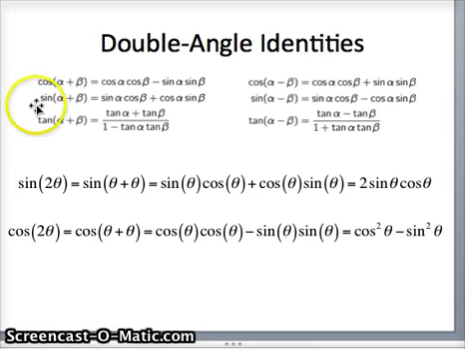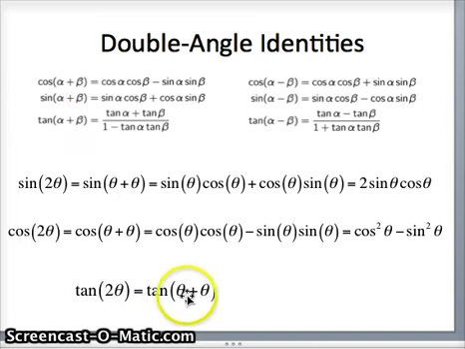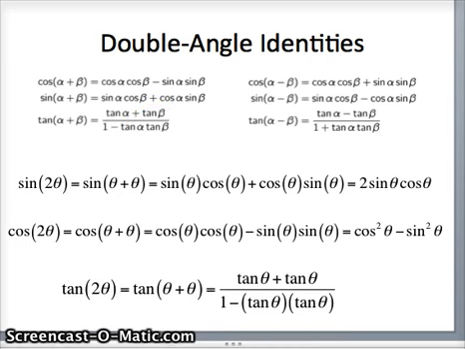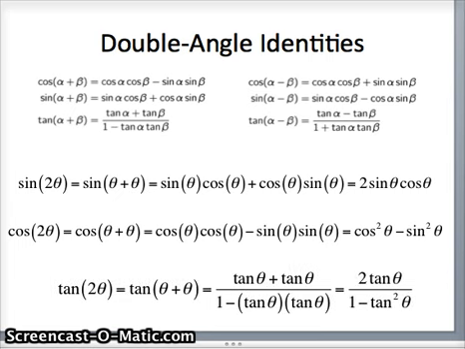And the last one we'll look at is tangent of 2 theta. So tangent of 2 theta is tangent of theta plus theta. What are we going to do here? We're going to replace that alpha with theta and that beta with theta. That will give us tangent of theta plus tangent of theta upstairs. 1 minus tangent of theta times tangent of theta downstairs. So tan theta plus tan theta upstairs is 2 tan theta. Tan theta times tan theta downstairs is tan squared theta. So upstairs 2 tan theta, downstairs 1 minus tan squared theta. And that will conclude this lesson.